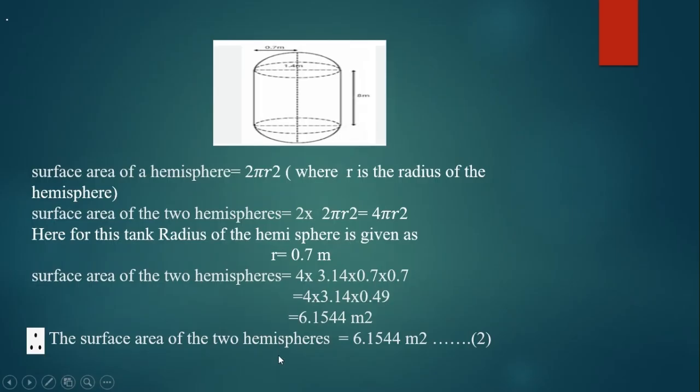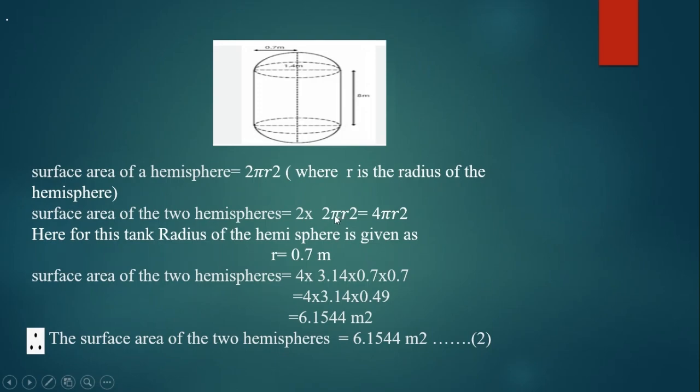Okay, next we are going to find out the surface area of the two hemispheres. Cylinder value we have found out. Now we need the surface area of the two hemispheres, right? So the surface area of a hemisphere is 2 pi r square. Now the surface area of two hemispheres becomes 2 into 2 pi r square, that is 4 pi r square.